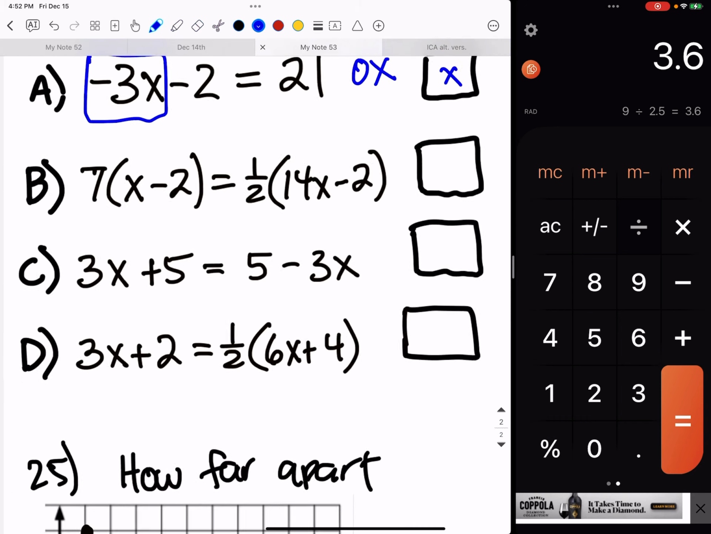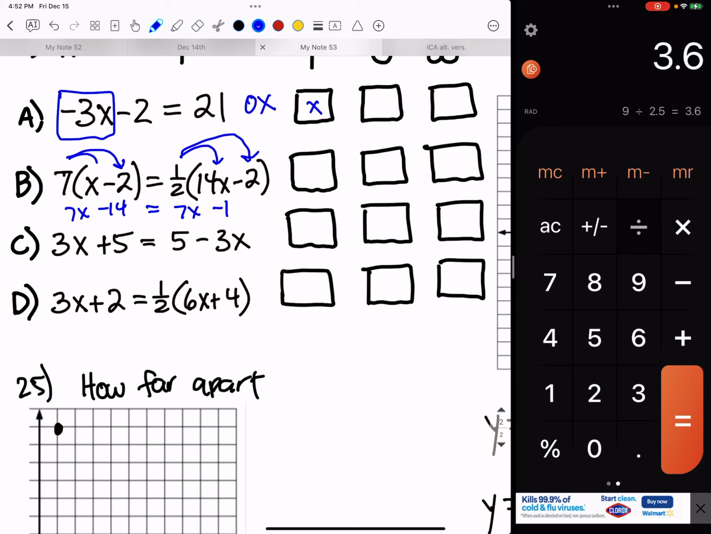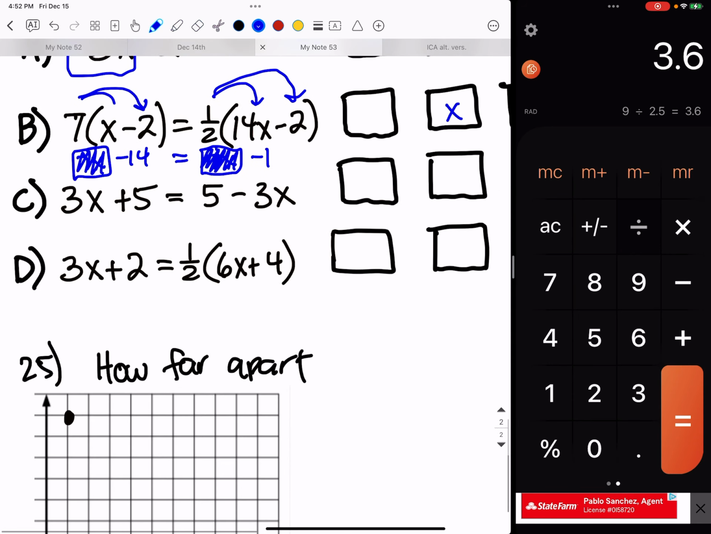On this side, if I do my Starbucks order, 7 times x is 7x. 7 times negative 2 is minus 14. Over here equals 1/2 of 14x, which is 7x. 1/2 of negative 2 is negative 1. So I have the same amount of x's. They're going to cancel each other out. And I get negative 14 equals negative 1. Nope, never. 0 solutions.